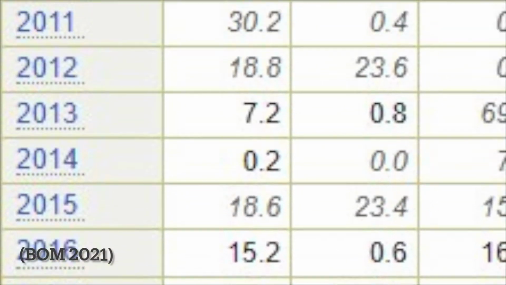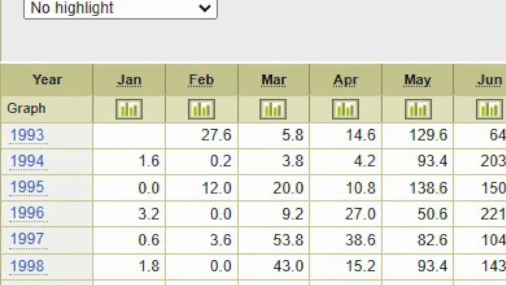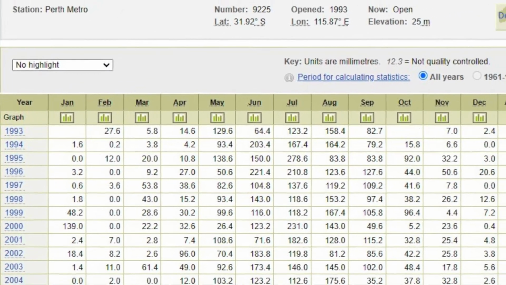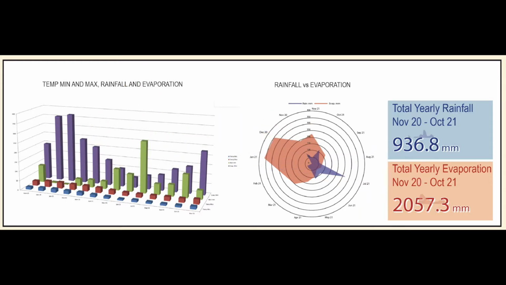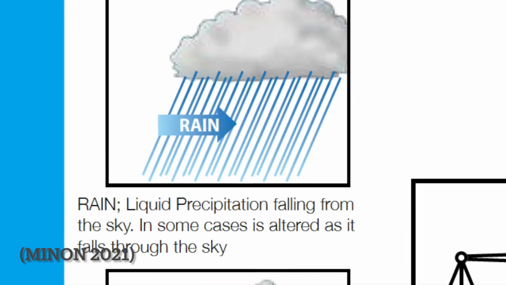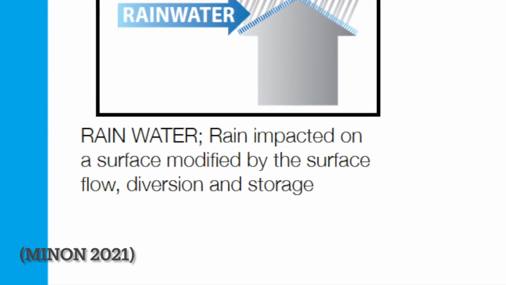As part of the site analysis, rainfall for a 30-year period was observed using data collected from the Bureau of Meteorology. Evaporation was also observed as a significant factor for the design consideration. Yearly rainfall was determined to be 936.8 millimetres, and evaporation for the same period was 2,057.3 millimetres.